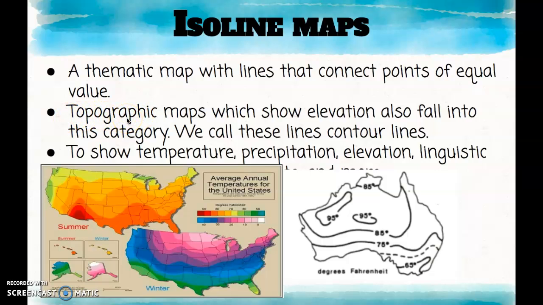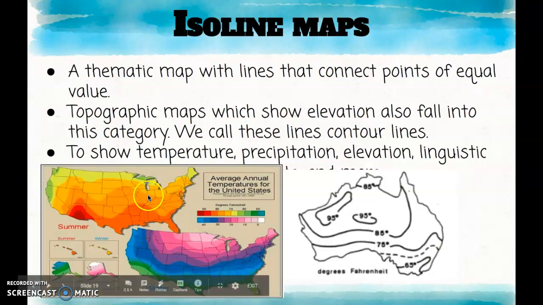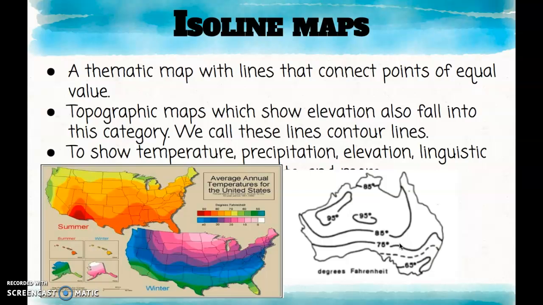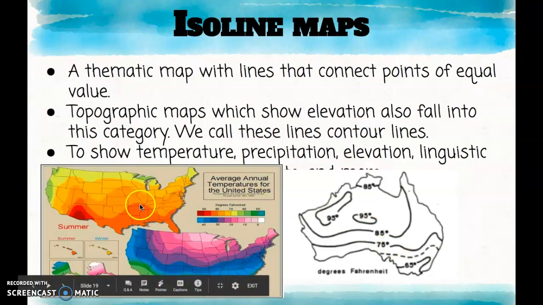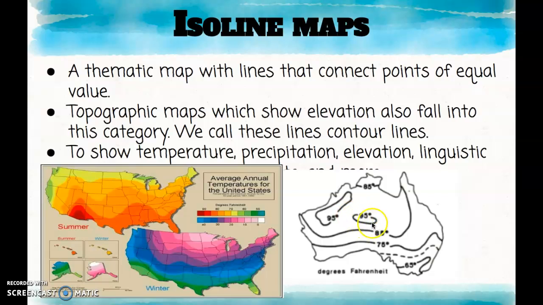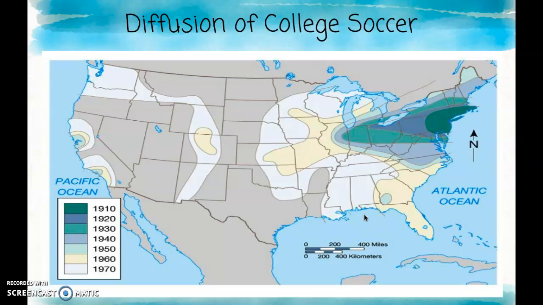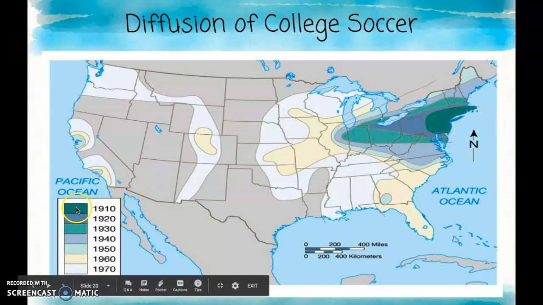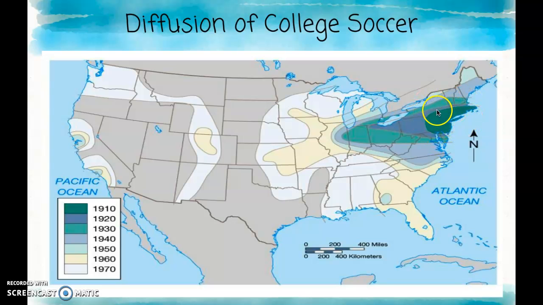And so you can see they're showing things like the average annual temperature in the United States in certain areas. And here is another example in Australia. But we can tell an isoline map is an isoline map because it is lines that are connected to show some sort of similar variable. So you can see this actually almost makes an entire circle. And then here's the last example of an isoline. We can see the movement of college soccer throughout the years, starting in its hearth here in 1910 and kind of moving inward.